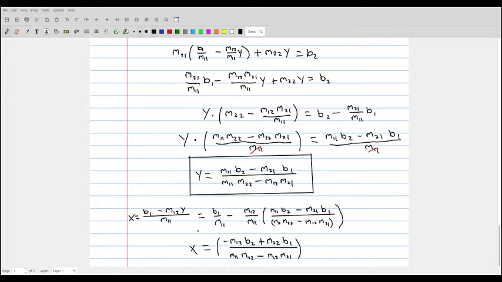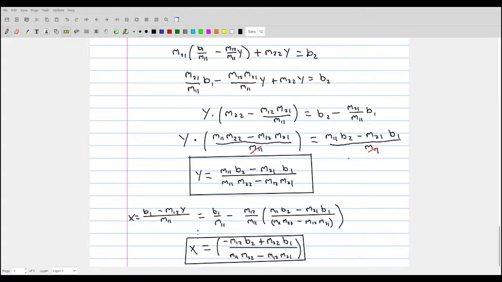There are a couple little steps of algebra there that I recommend going through and doing yourself to practice your algebra techniques and your factoring and bringing the common denominator. It's a good exercise. But the main idea here is the following. We've solved our linear system in general for any values of m11, m22, m12, and m21, and b1, b2, as long as the denominator here is non-zero.